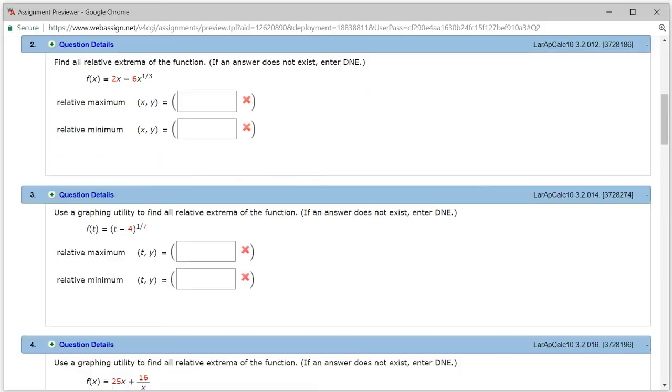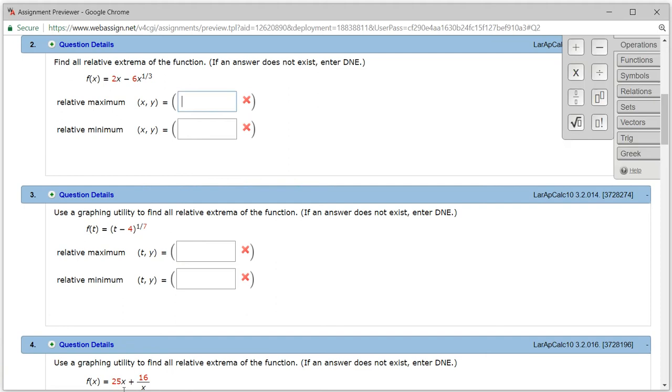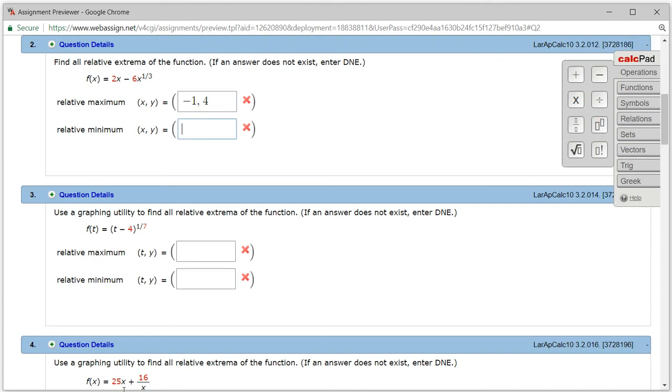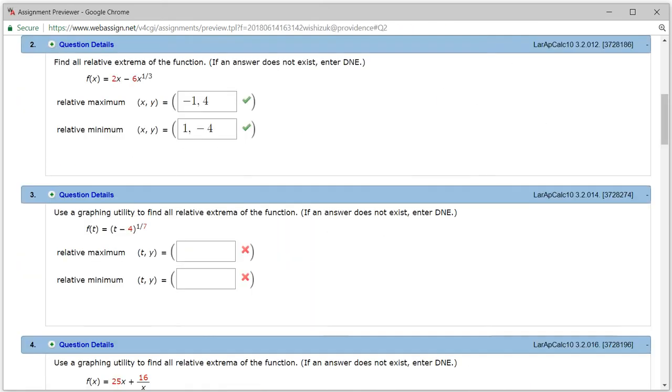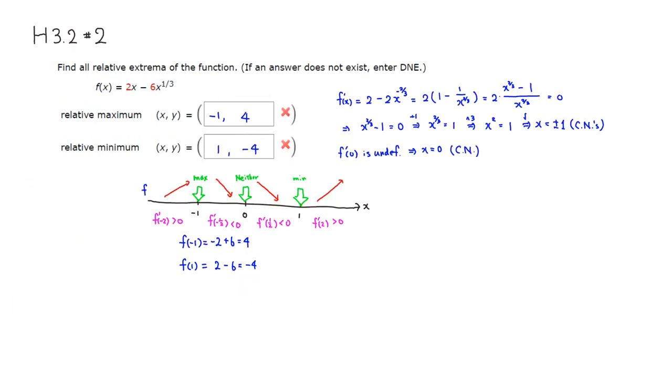Alright, so let's type it in. We have -1 comma 4, and we got +1 comma -4. Let's check the answer. Submit for testing. It came back and looks like we got these ones correctly. Alright, that's it. I hope that this was clear.